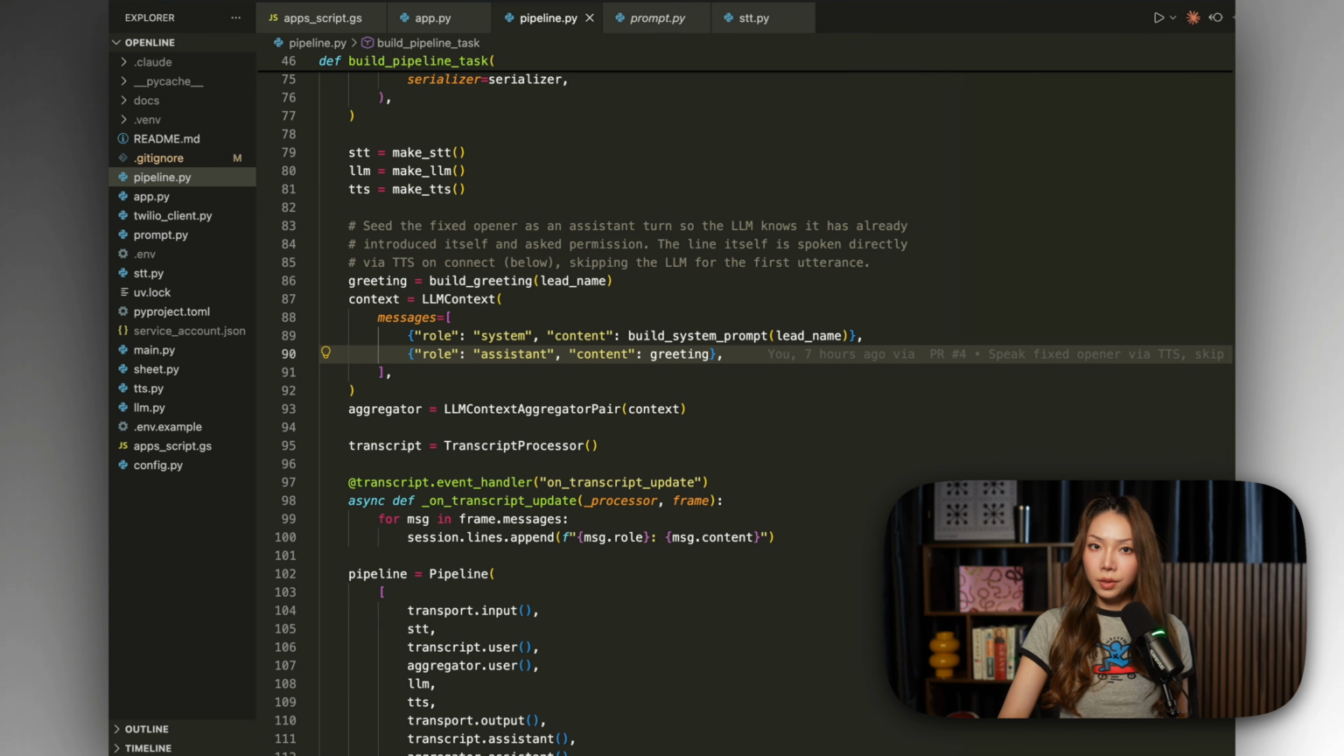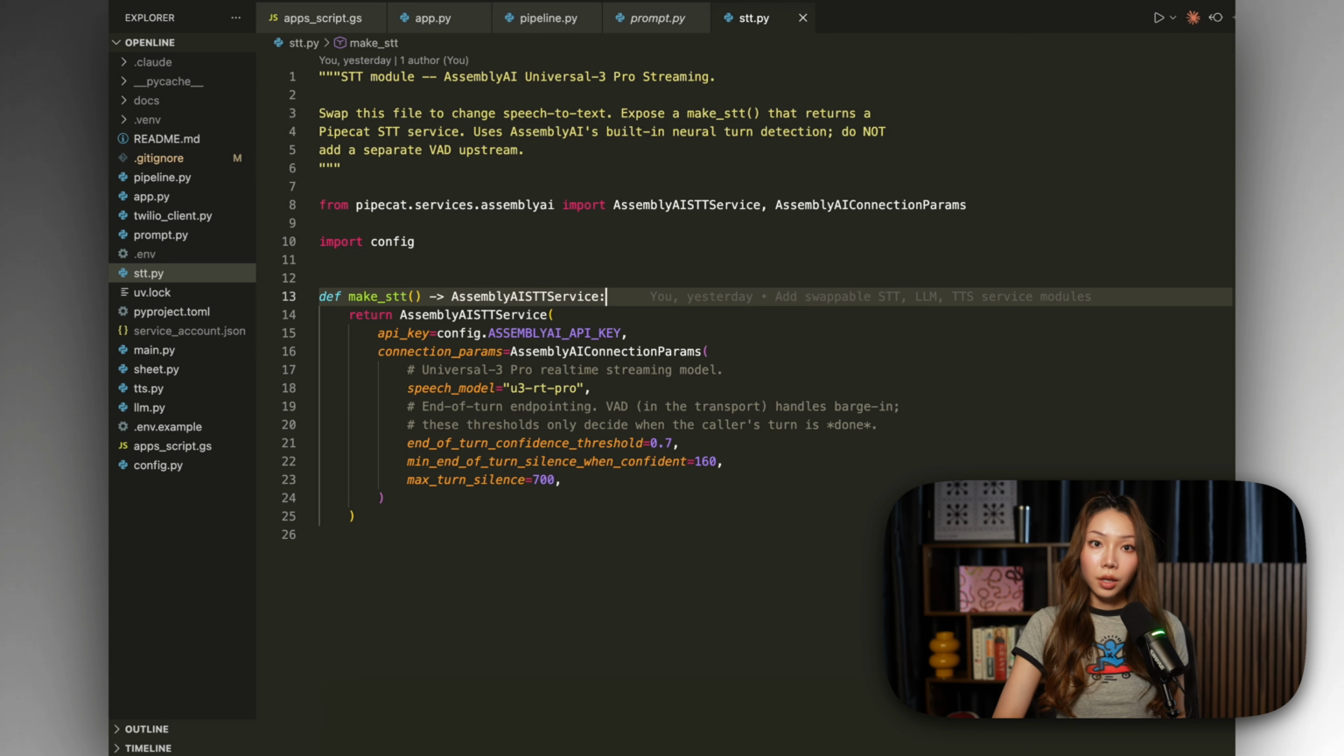So how does the agent know when the caller is done? Let's take a look at the stt file here. Here's the first problem that's genuinely unique to voice, and it's the one beginners always underestimate. How do you know when the other person has finished talking so the agent can reply? It sounds trivial, but it's not. Answer too early and you talk right over them mid-sentence. Answer too late, there's that awkward pause and the agent feels broken.